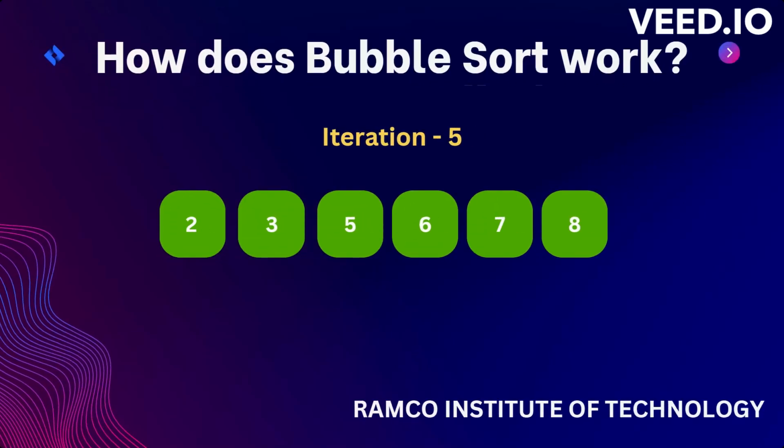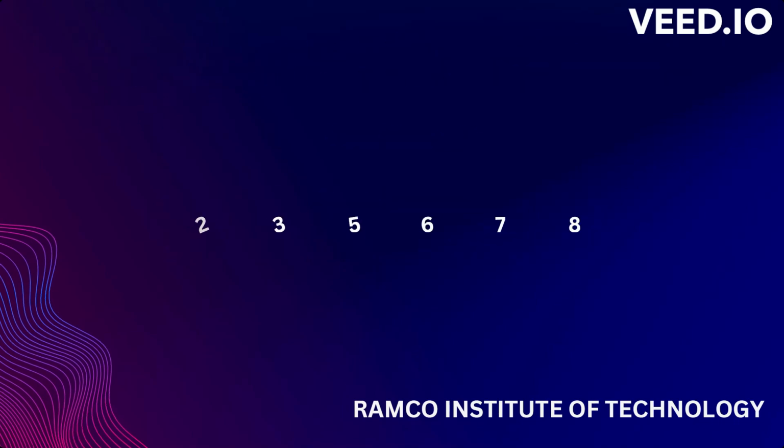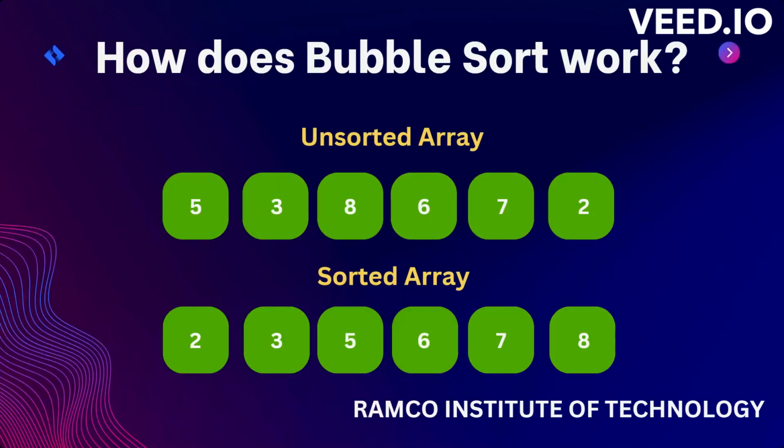So we reach the end of iteration 5 and now we can see all the elements are in the sorted order. So we give the input as an unsorted array and we have made it a sorted array through 5 iterations.